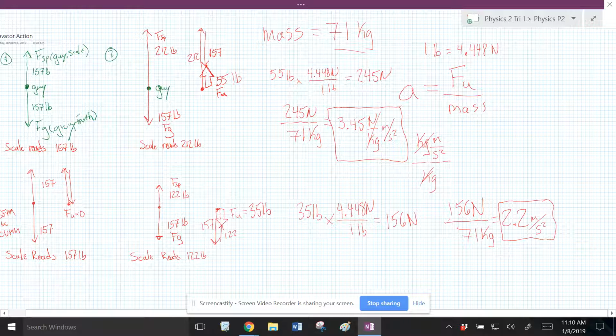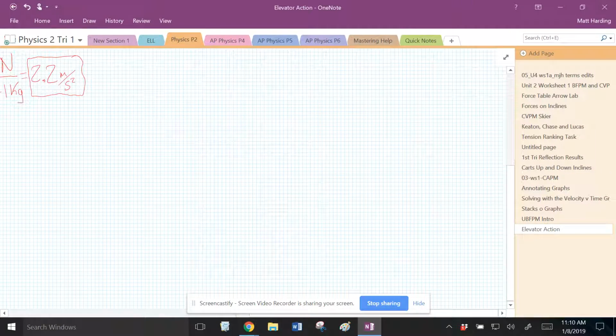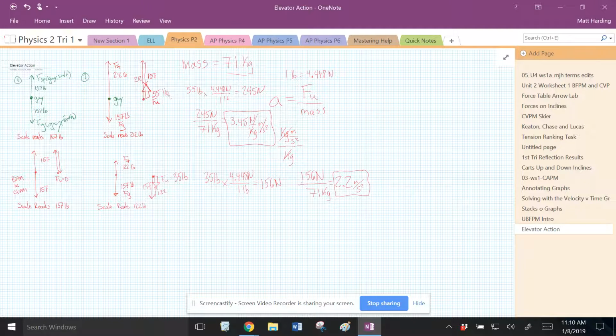Now, something to think about here. When the acceleration is 3.45, that was when the FU was up, so the acceleration was up as well. The acceleration and the FU are always pointing in the same direction. Here where the scale reads less, I'm still moving upwards, but I'm slowing down. That's because my FU is pointing down here, so my acceleration is down.